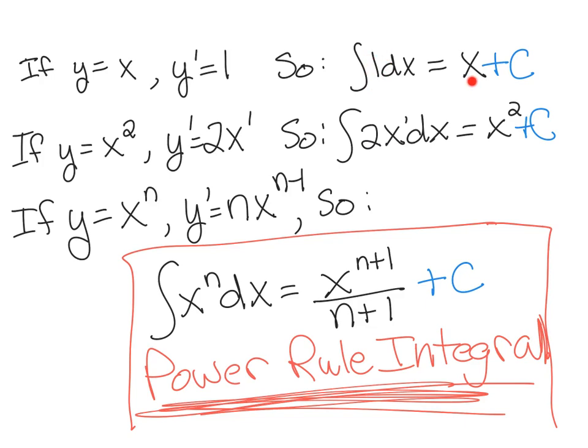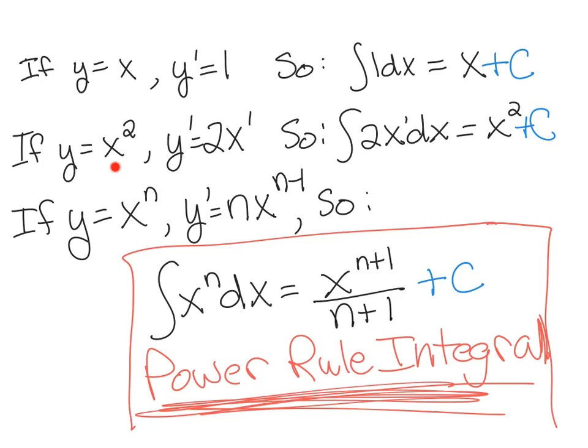1 is the derivative of x. If that was a 2, I would get a 2x. If that was a negative 18, I would get a negative 18x. Got it? Good. Okay. Second row.